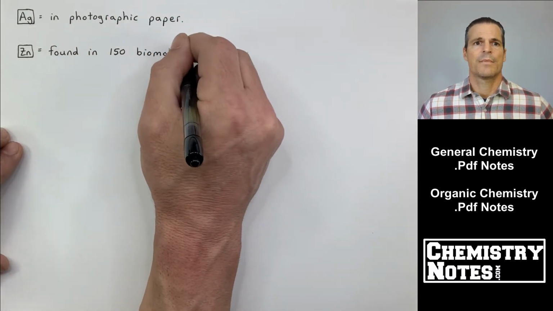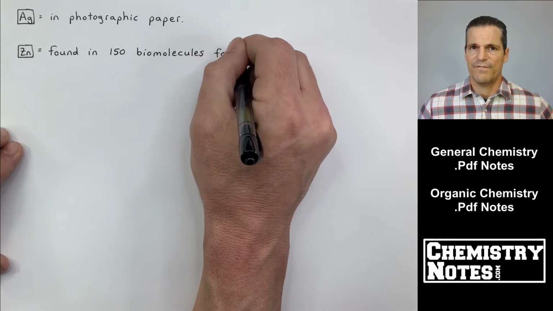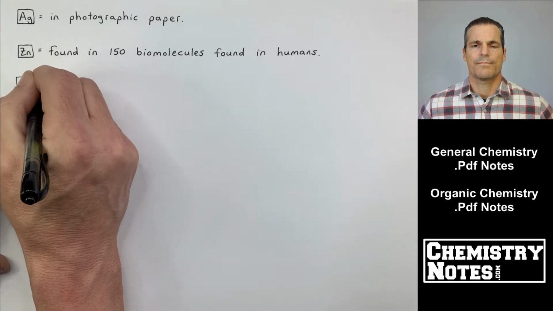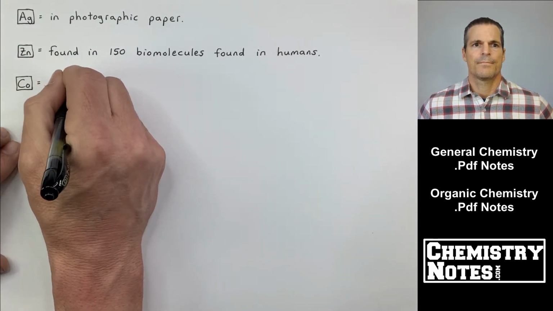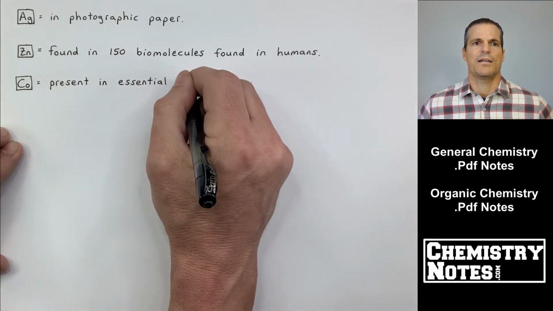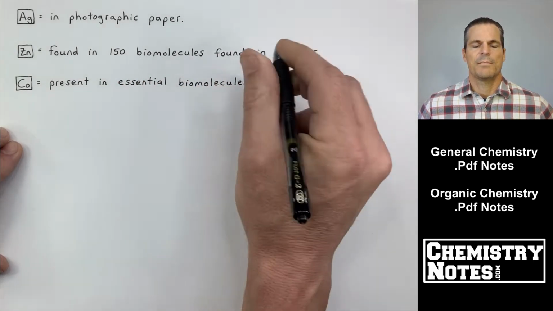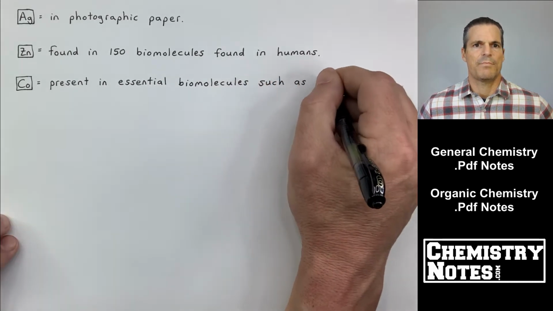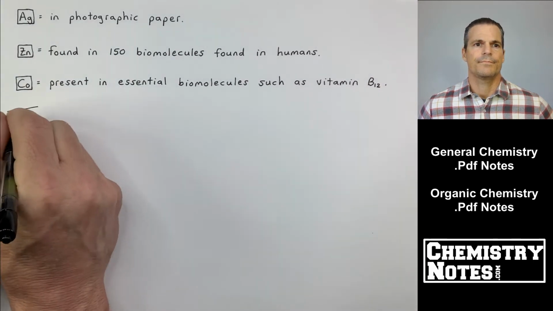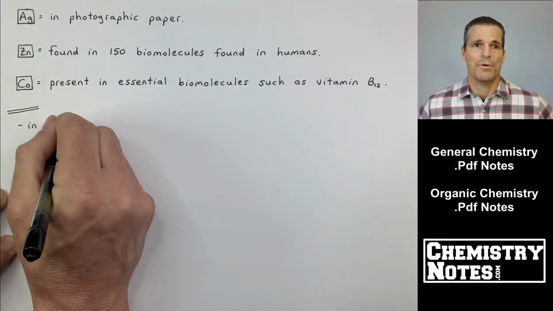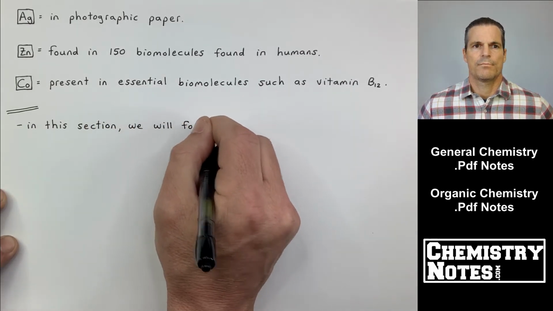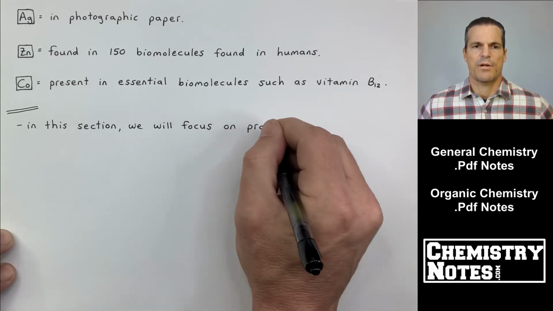Zinc is found in 150, believe it or not. Zinc is found in 150 biomolecules found in humans. Co, that's big C, little o, right? It's not carbon monoxide, it's cobalt. Similar to zinc, it's present in essential biomolecules. The major one is vitamin B12. Some people refer to it as a coenzyme or a cofactor. We're not going to worry about those terms. So, those are just the 6 that I wanted to mention.